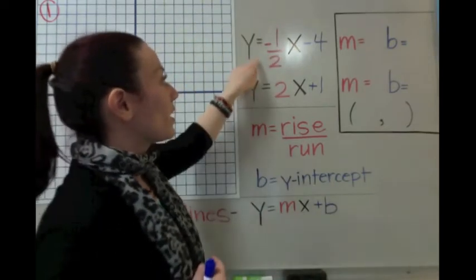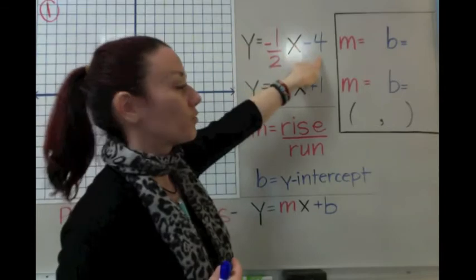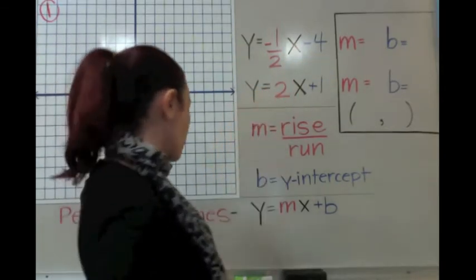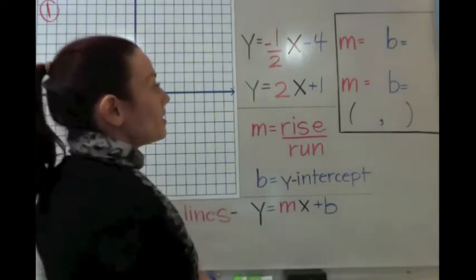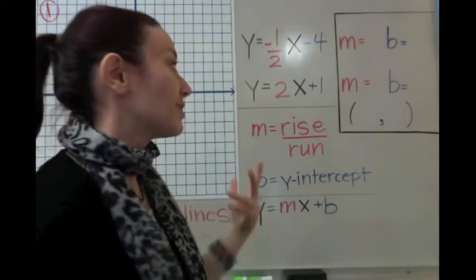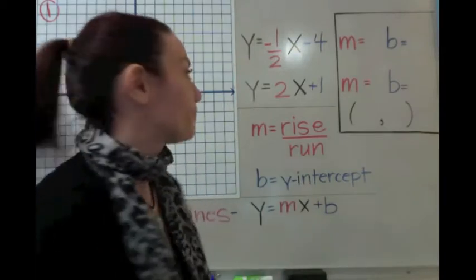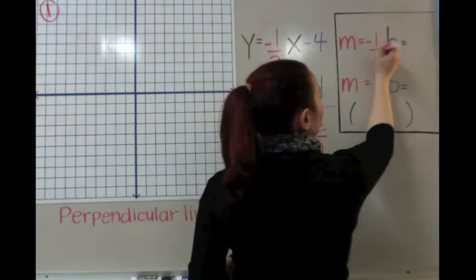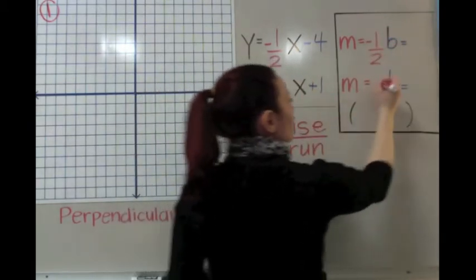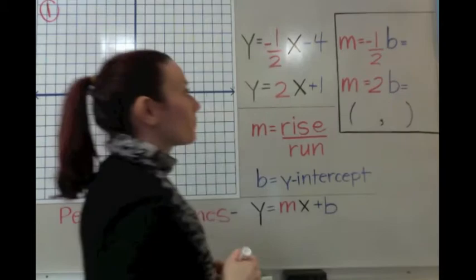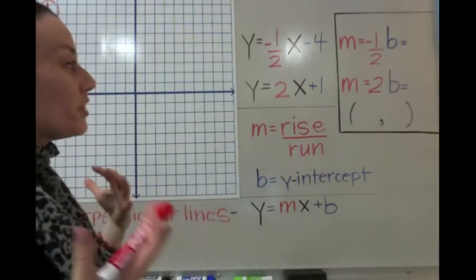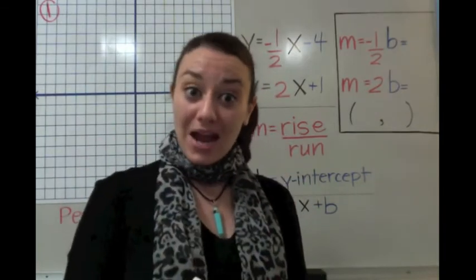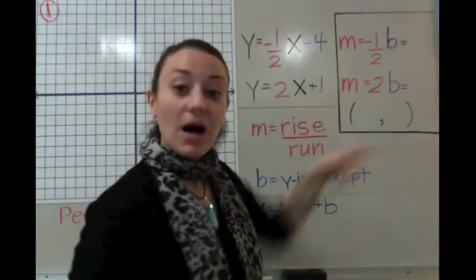Number 1 says y equals negative 1/2 x minus 4. And then you have another line to graph, which is y equals 2x plus 1. Let's take a look at these slopes for a moment. Slope is m. What letter is it? M. Here the slope is negative 1/2, and here the slope is 2. So these slopes are sort of opposite of one another, right? One is negative and one is positive.